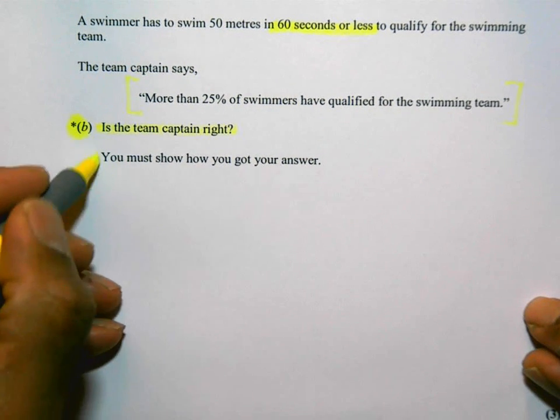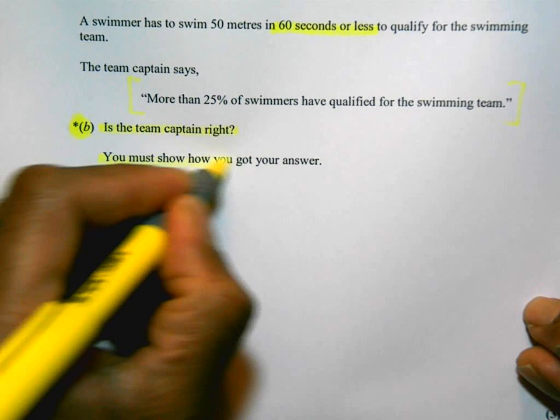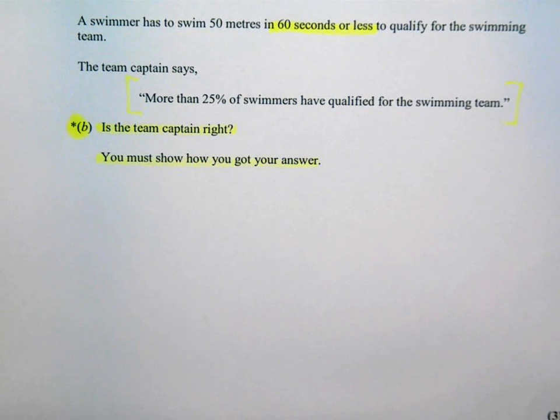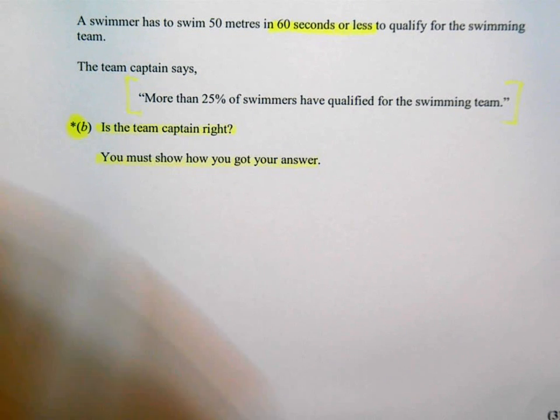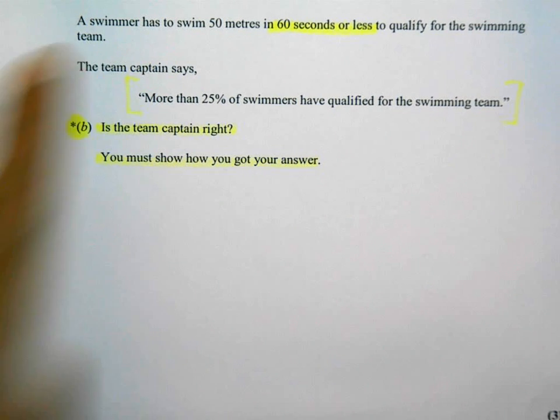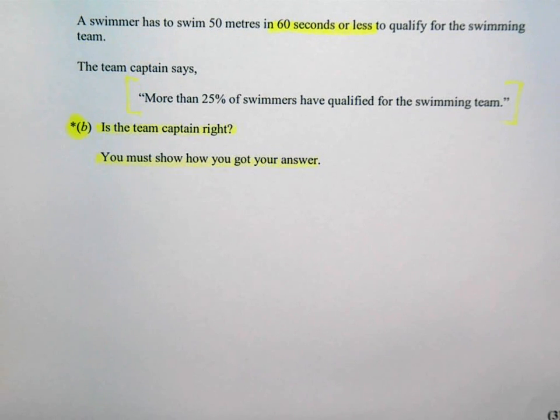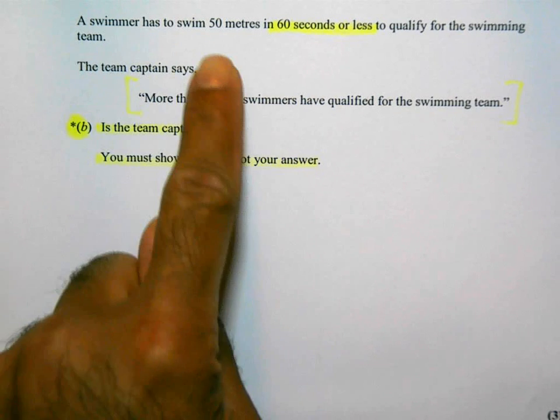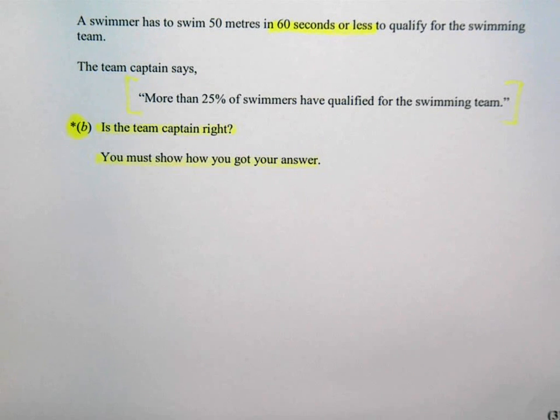And again, from the question, is the captain right? You could see that, and they said you must show how you got the answer. So each stage of this, you need to be clear about showing how you got the answer. Now, this is usually the last part of a question, and it's not written in this way, but they often give you something where you have to read off the cumulative frequency graph. And here they say a swimmer has to swim 50 meters in 60 seconds or less to qualify for the swim team. Now let's go to the cumulative frequency graph and see what reading 60 seconds or less gives us.